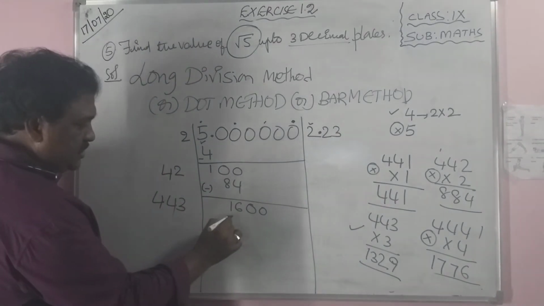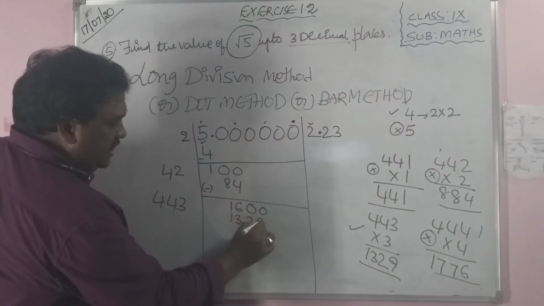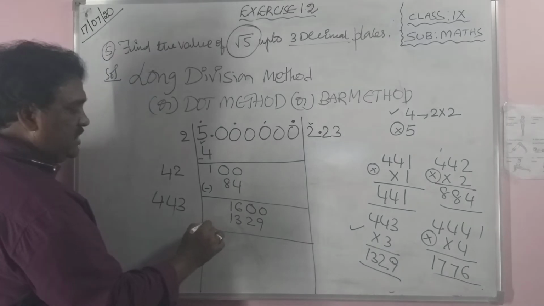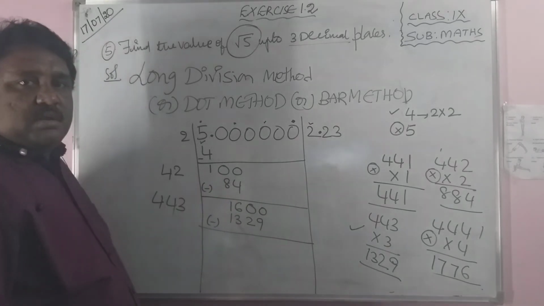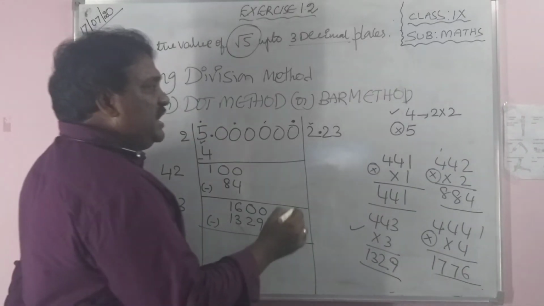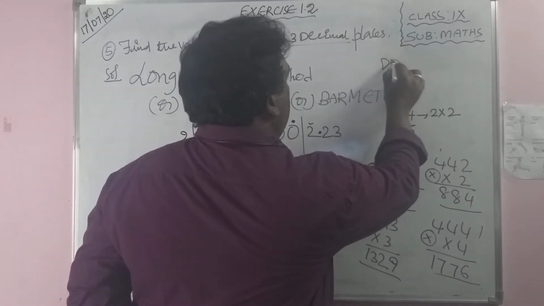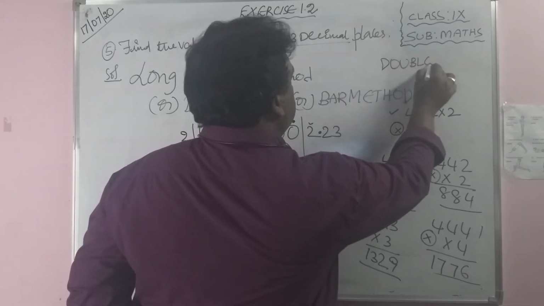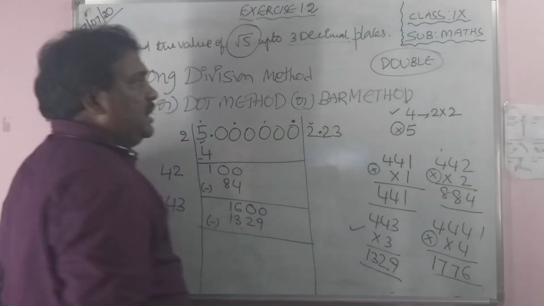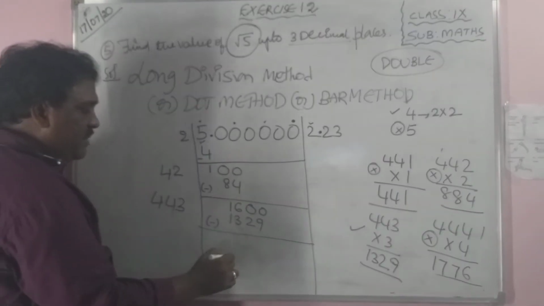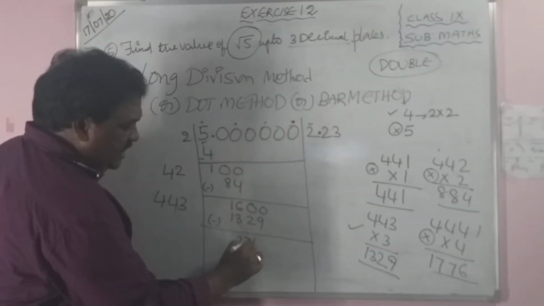What do we get? 1329. Okay? So the word double is important. Every time, double. See the word double. Okay? What is the remainder? 271.